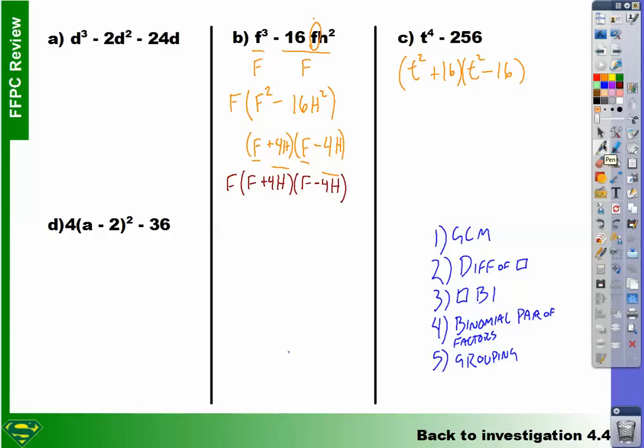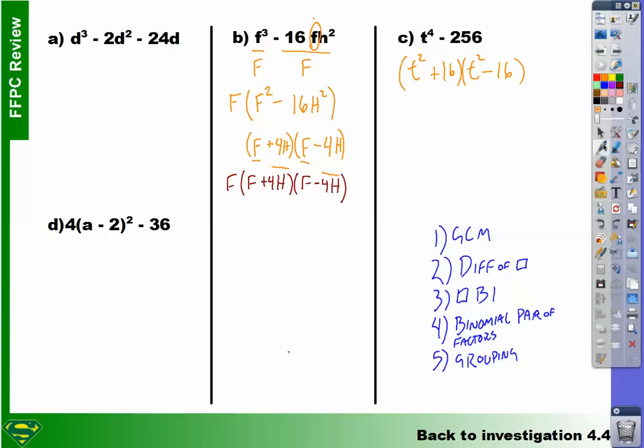So we ask ourselves, do we have a squared term here? Yes, we do. So we have t squared plus 16. Is 16 a perfect square? No. Is t squared plus 16 a difference of squares? No. Why not? It's a plus, an addition sign. It's a sum of squares. You can't factor it.